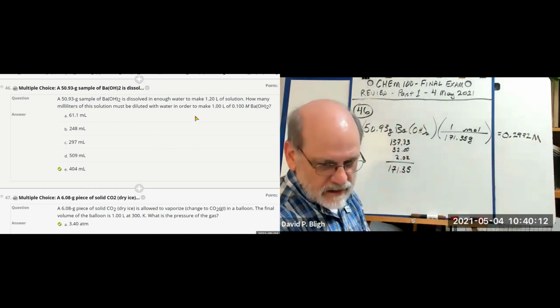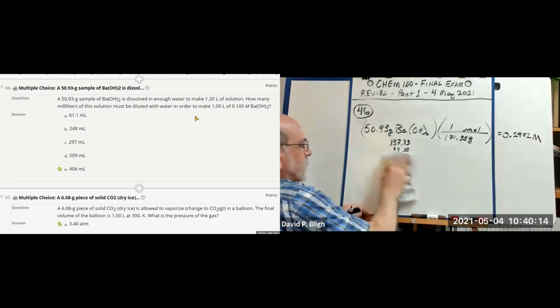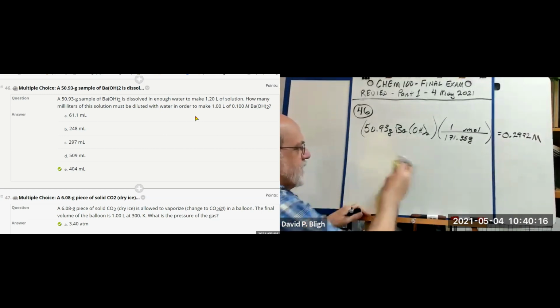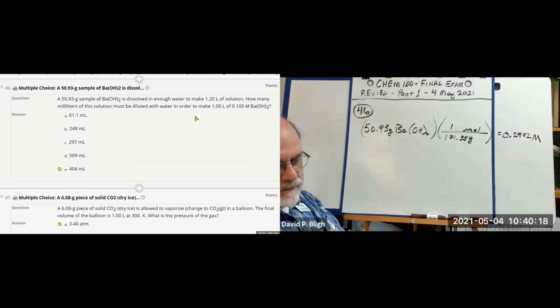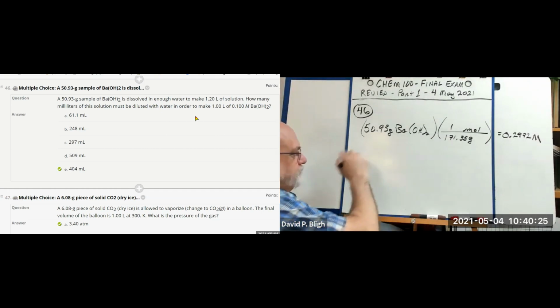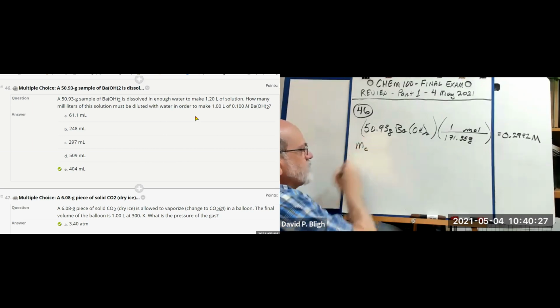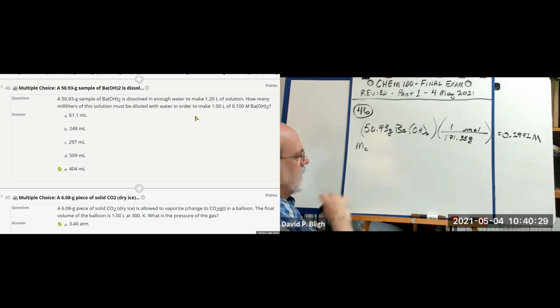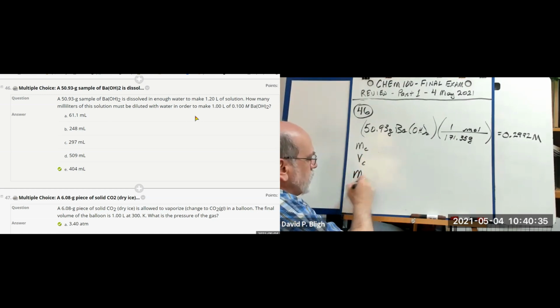All right. That's part 1. Part 2 takes a concentrated solution and dilutes it. Right? So we have the molarity of the concentrated solution, and we need a volume of that concentrated solution to give us the molarity of the diluted solution and the final volume of the diluted solution.